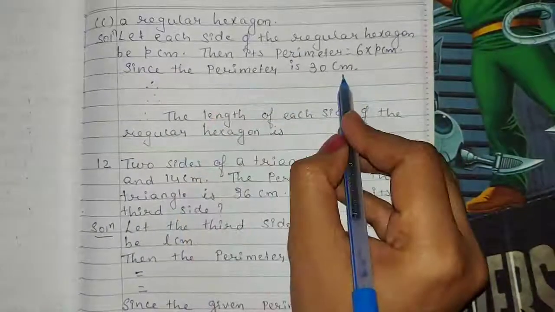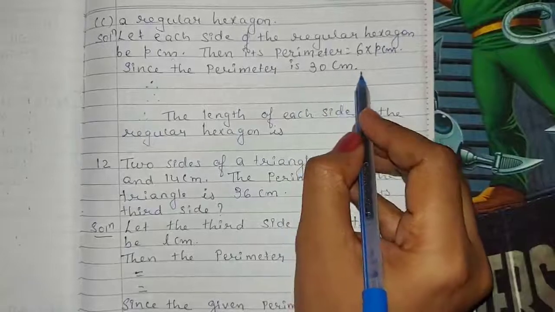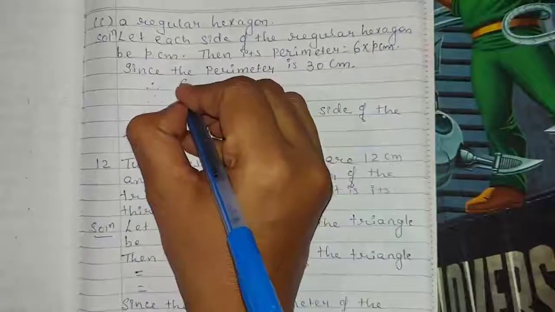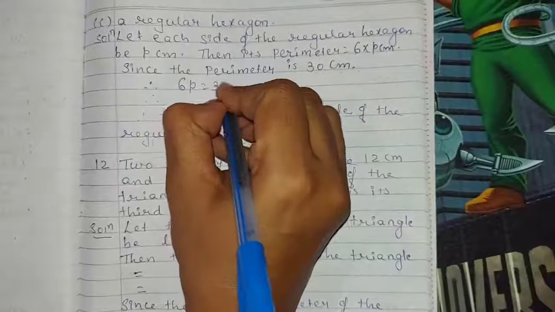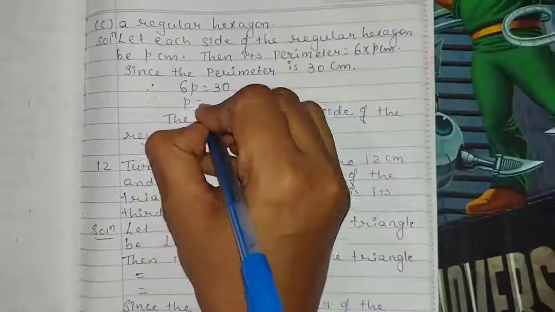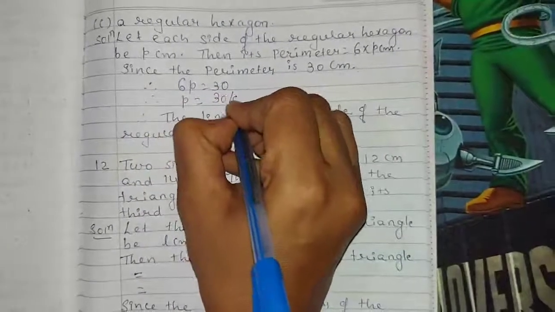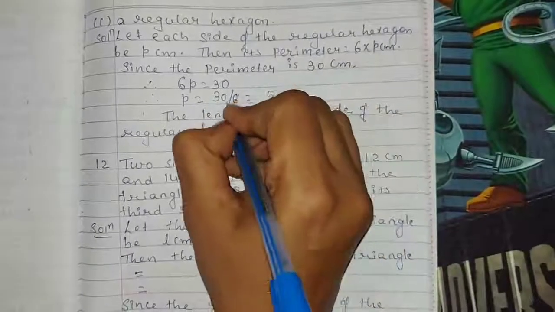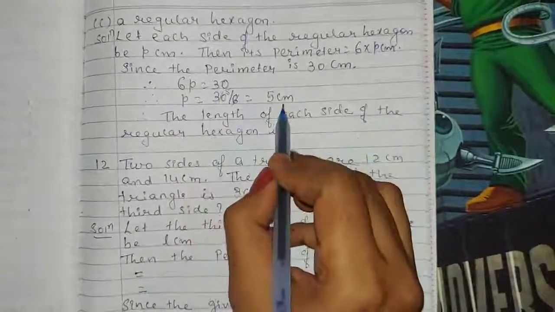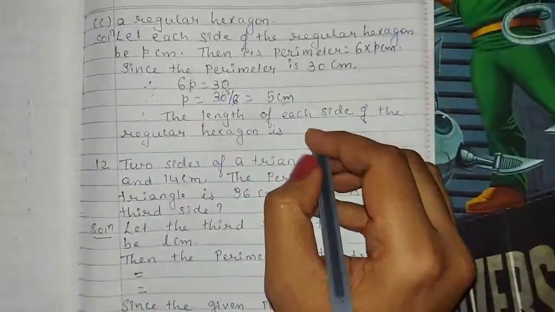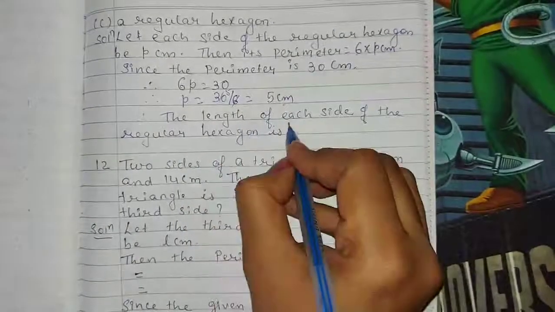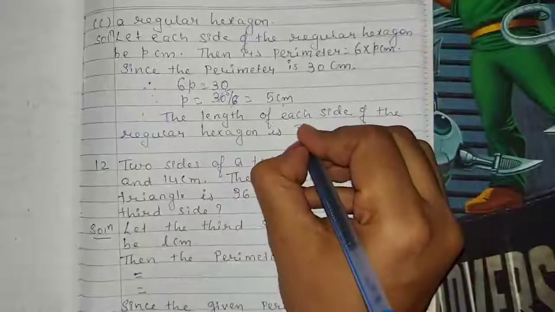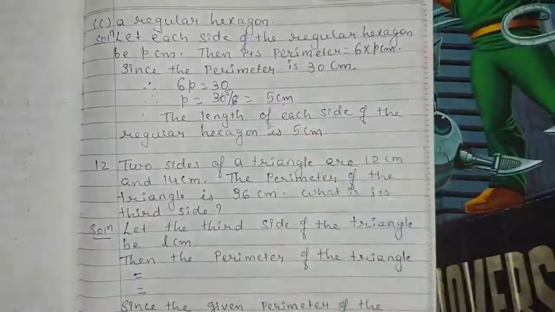Since the perimeter is 30 centimeter, that is the length of the string, therefore 6P equals 30. Therefore P equals 30 upon 6, and P equals 5 centimeter, because 6 fives are 30. So 5 centimeter. Therefore the length of each side of the regular hexagon is 5 centimeter.